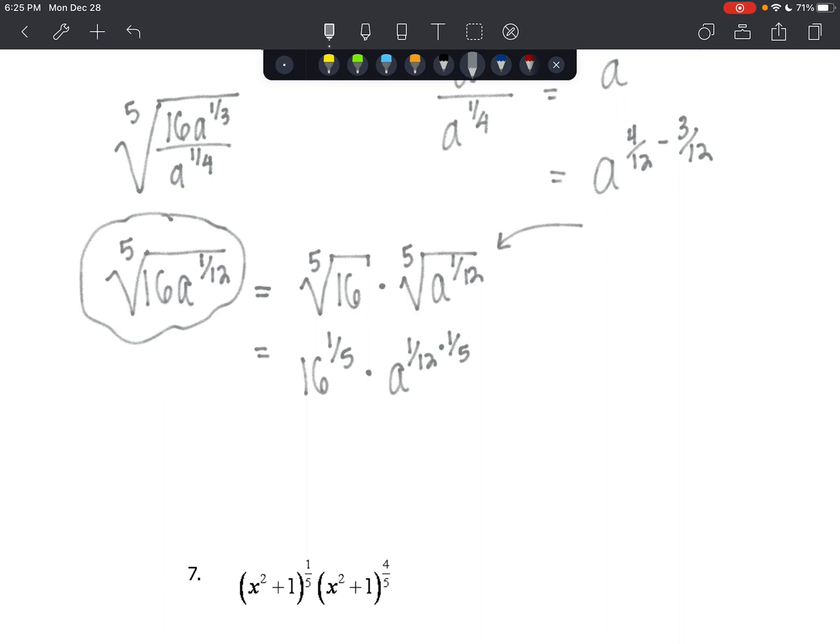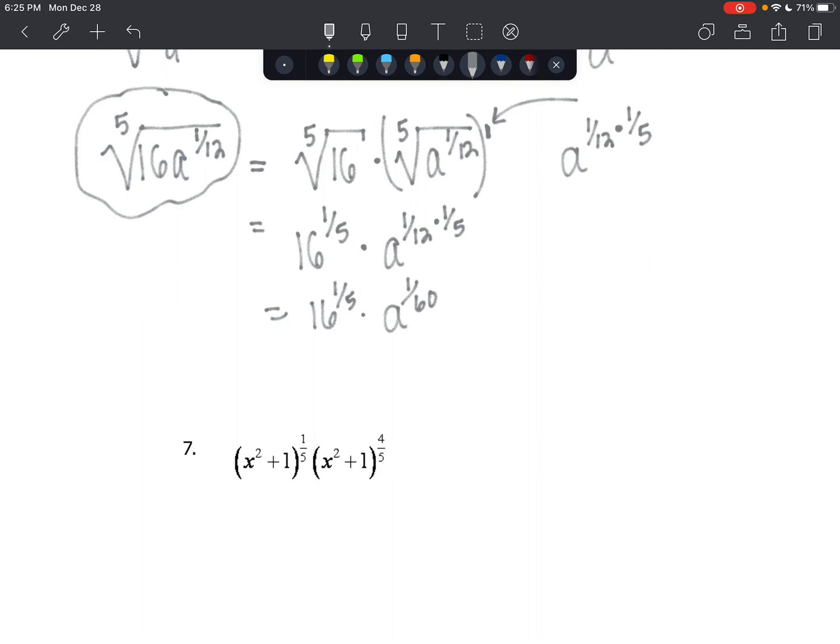So I'm going to rewrite this fifth root. I can just put in parentheses and then put that 1 on the outside, and that's going to give me a 1/5. So a to the 1/12 times 1/5. And that's going to be a to the 1/60th. So 16 to the 1/5, a to the 1/60th.